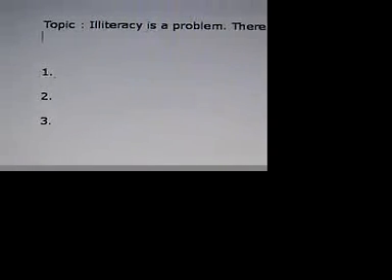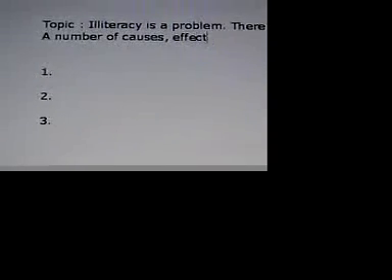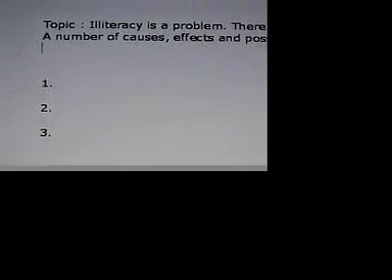Let's make a plan. The topic is: illiteracy is a problem. There are a number of causes, effects, and possible solutions.